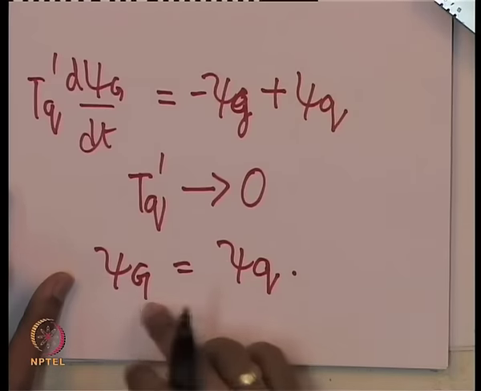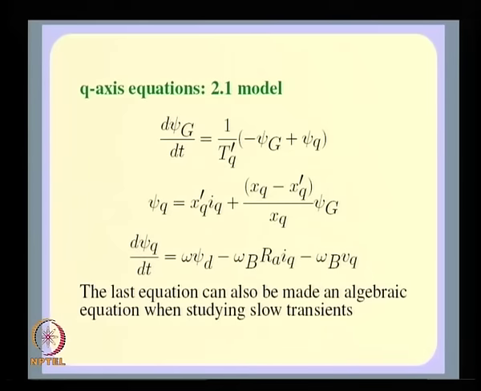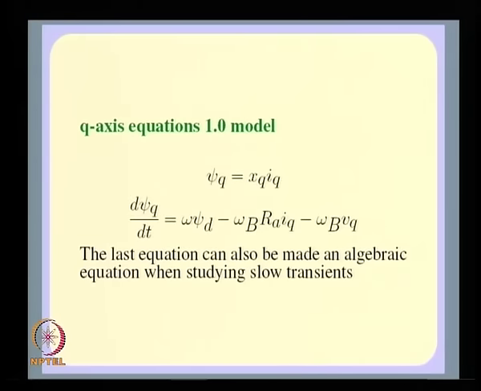Use this fact in the algebraic equations which you have seen earlier. If you look at the 2.1 model and this algebraic equation here, if you set psi g is equal to psi q, a few manipulations will get you to psi q is equal to x q I q. So, what you have in the q axis is just one algebraic equation and one differential equation corresponding to the stator winding, that is psi q. One differential equation and one algebraic equation.